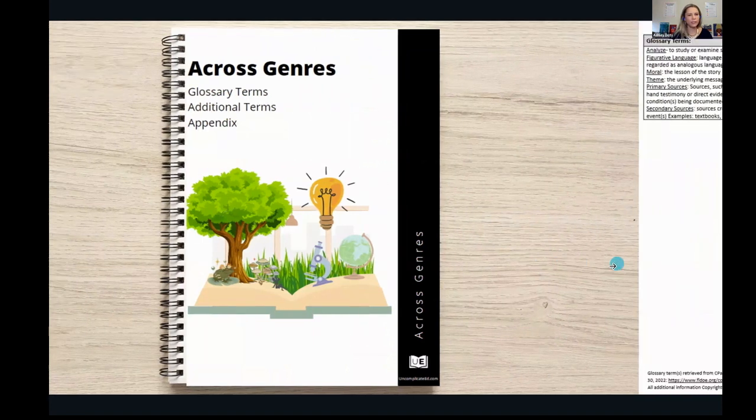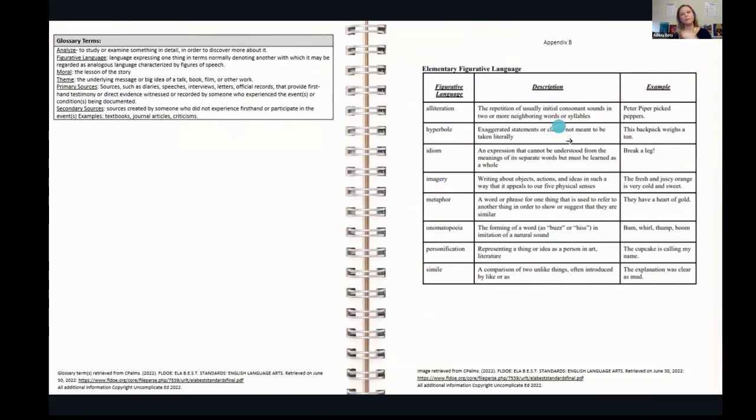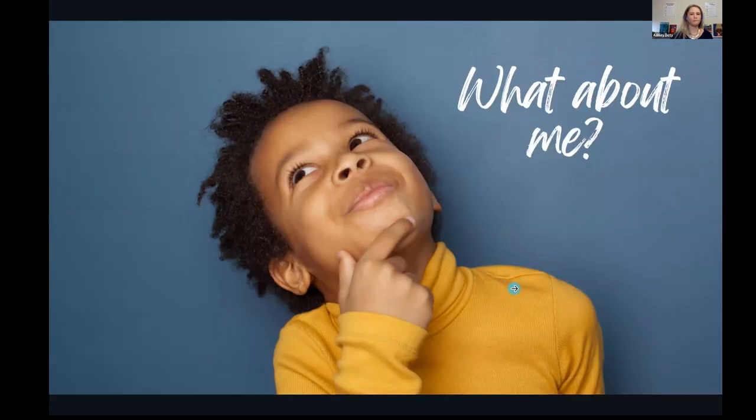Here's a cross genres example, glossary terms on the left. And again, you don't need secondary figurative language if we're doing K2. Trust me, there were some words in there that I had never even heard. I had to Google how to say them. How do you even say this word? But we only need elementary right now, right? So I'm just going to include what you need for K2 or for 3.5 from the appendix. So again, very, very helpful.